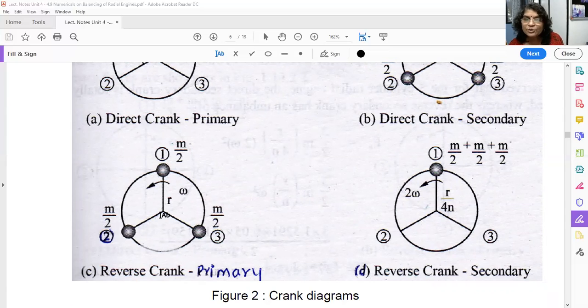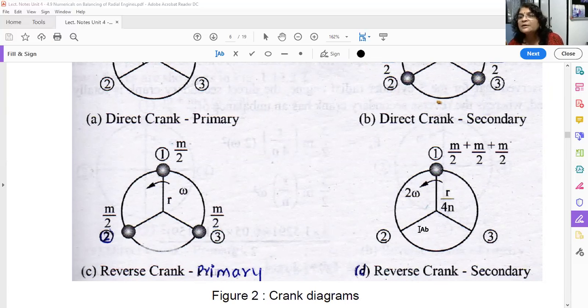This is your line of stroke. You have to rotate it in the opposite direction, that is anti-clockwise, by 120 degrees. So this m by 2 will come here. And then cylinder number 3, this is your line of stroke. You have to rotate it in the opposite direction by 240 degrees. So it will come here. So m by 2, m by 2, m by 2. We will analyze it later on.